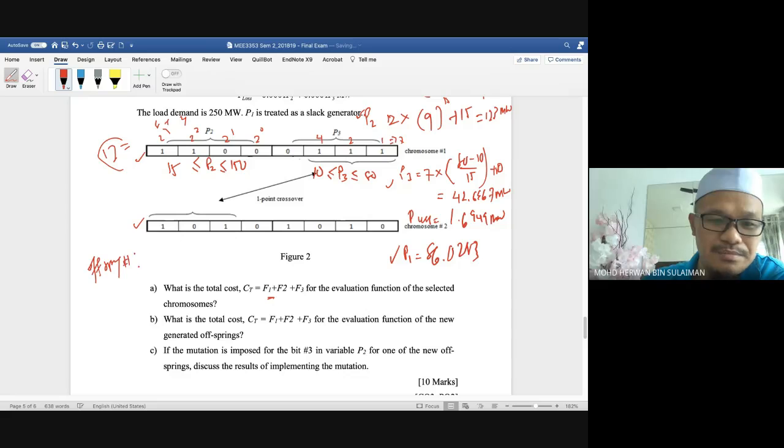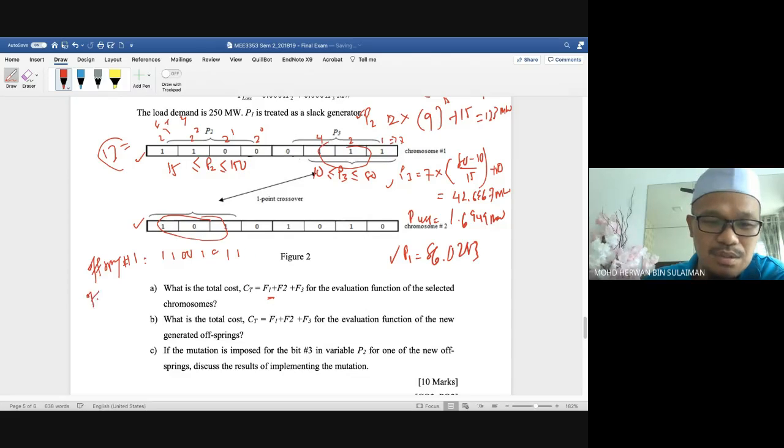Offspring number 1, because these 2 are changed, meaning that your representation is 1100 for P2, and for P3 is 1011, because only these 3 bits change. Okay, so this one is offspring number 1.